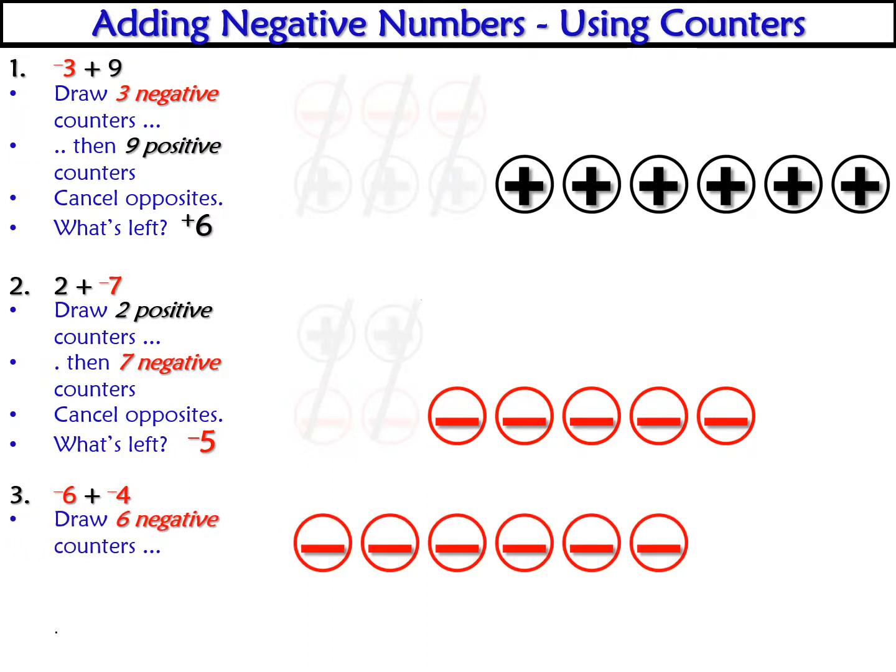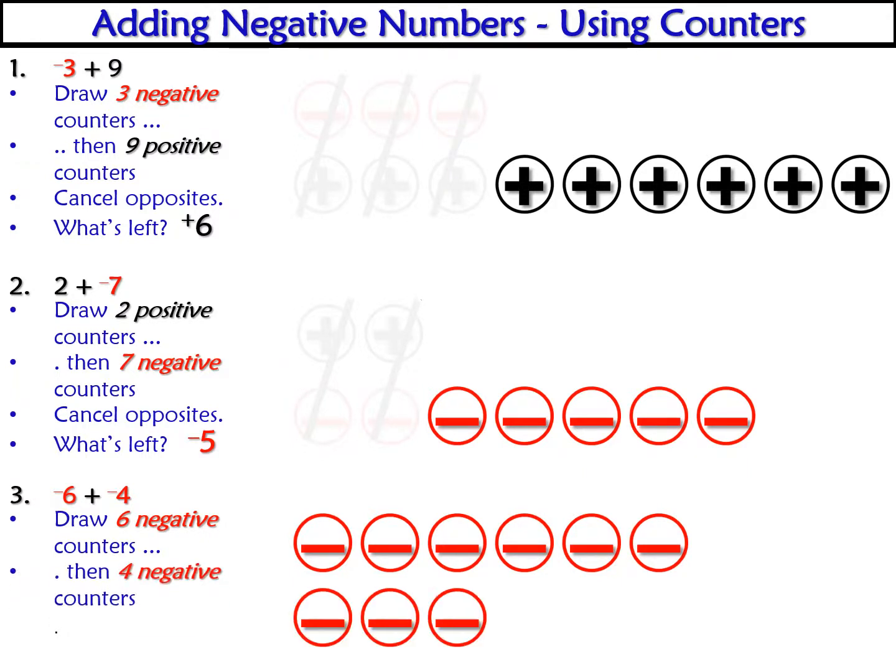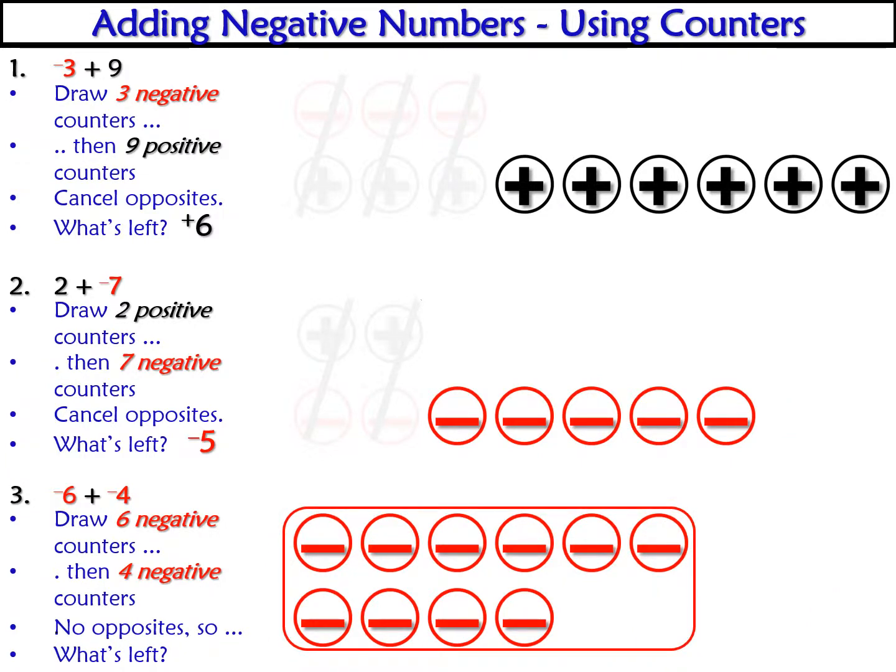Again, let's start by modeling the first integer with counters. And then we're going to model that second integer of negative 4 with 4 more negative counters. And in this case, there are no zero pairs to cancel, so just add them up. And since we have 10 negative counters there, it must be that negative 6 plus negative 4 is negative 10.